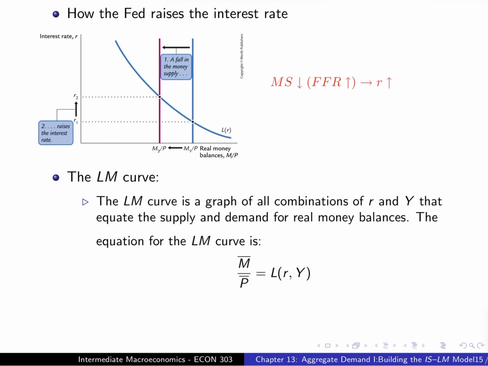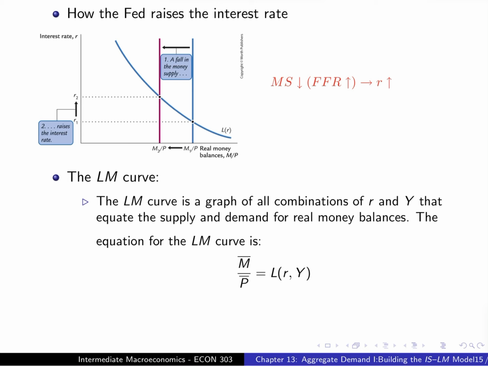The Federal Reserve can raise the interest rate by reducing the money supply. A smaller money supply shifts the vertical money supply curve leftward. This causes the equilibrium interest rate to rise. MS falls, then R rises. This is how the Fed raises the federal funds rate, by tightening monetary policy and reducing liquidity.